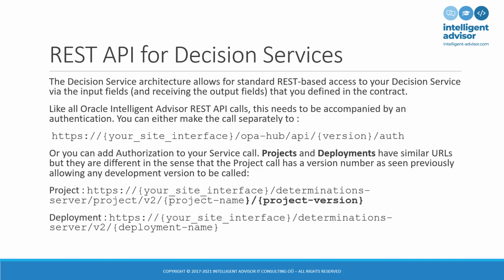One slight difference is that both projects and deployments can be accessed. So for example, you haven't yet deployed anything, but you're on version 36 of your decision service in the development cycle, and you wish to call version 36, it is possible to do so because the project-based API has a project version, which you can see in the highlighted section underneath. And then when you finally get around to deploying it, you will be referencing it by the deployment name.